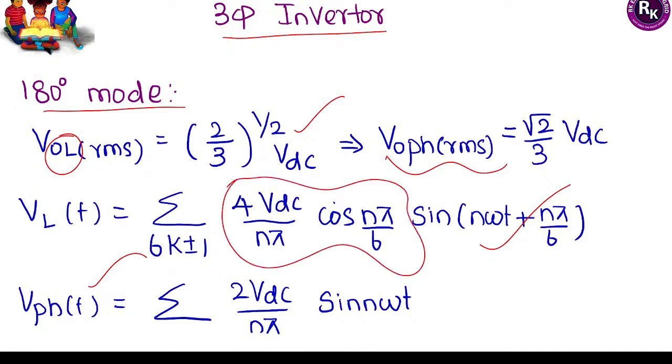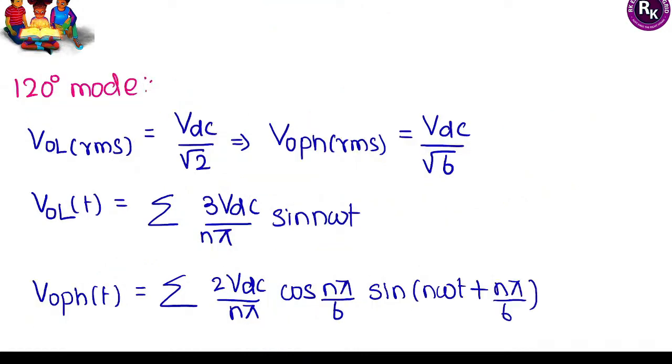From this you can explore. If they are asking for the fundamental line voltage, then replace n equal to 1 and divide by root 2. That will give you the RMS value of the fundamental component of line voltage. Similarly, you can repeat the same procedure. This is the maximum phase voltage for the nth order harmonic. For fundamental, replace n by 1. Divide the maximum by root 2 to get the phase RMS voltage. Got it? Now here, 120 degree, same procedure.